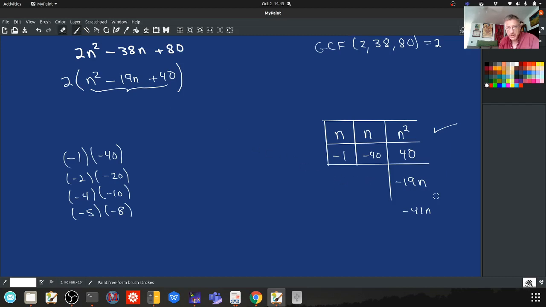So let's erase those. If I try minus 2 and minus 20, let's just do this in our head. That gives me minus 2n minus 20n, and that's minus 22n, not minus 19n, so don't want that.